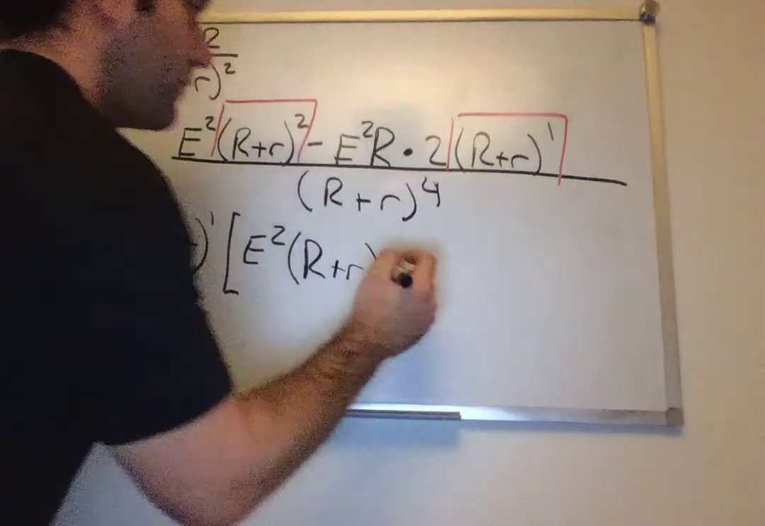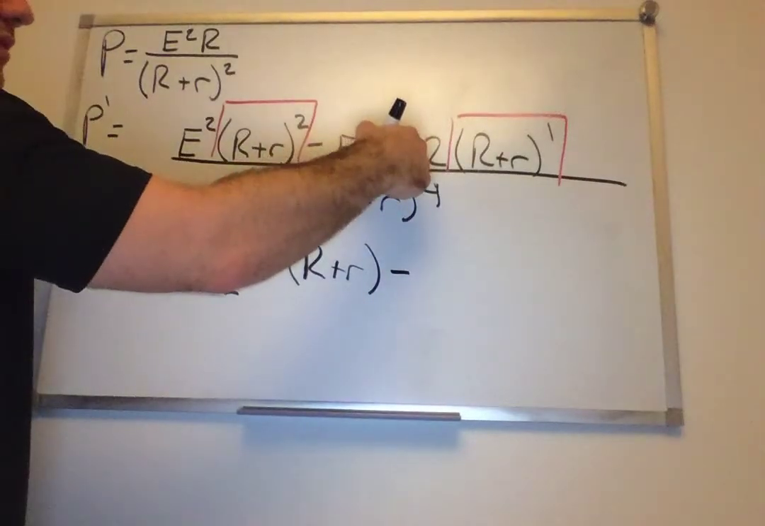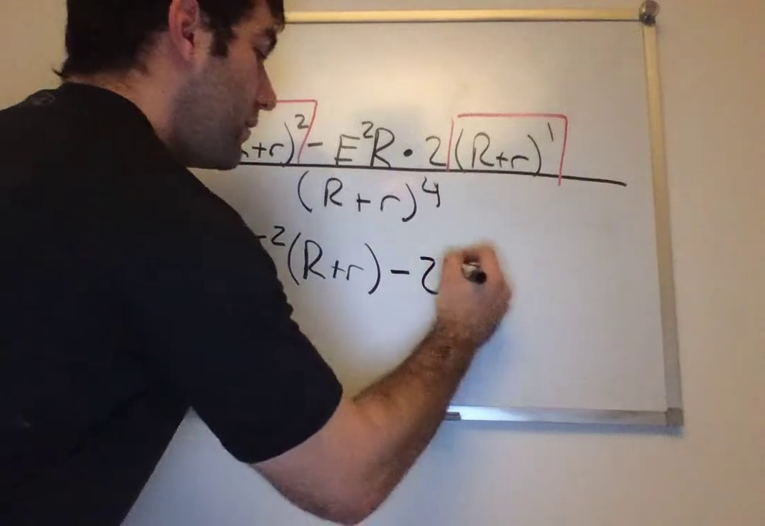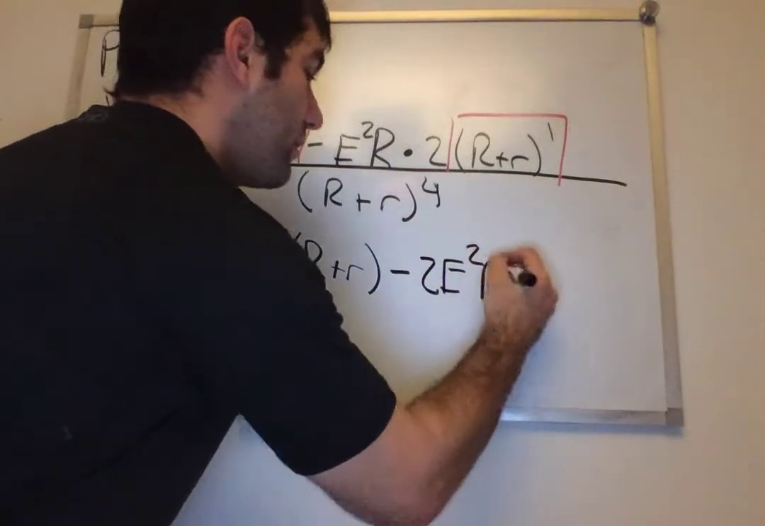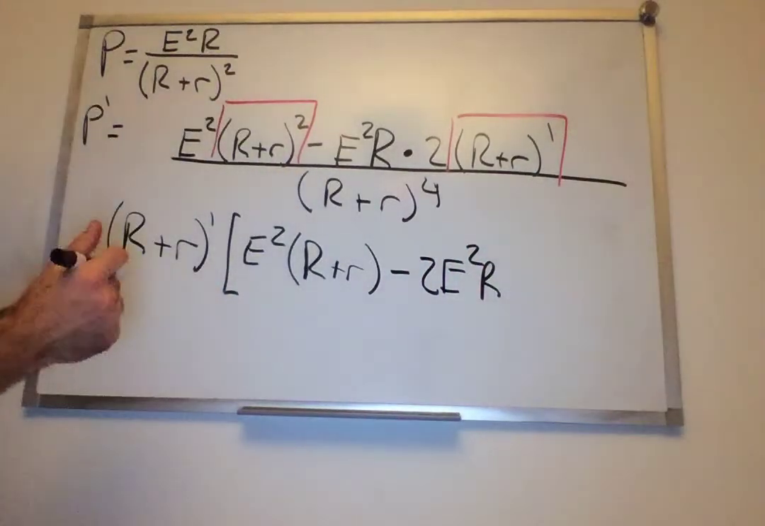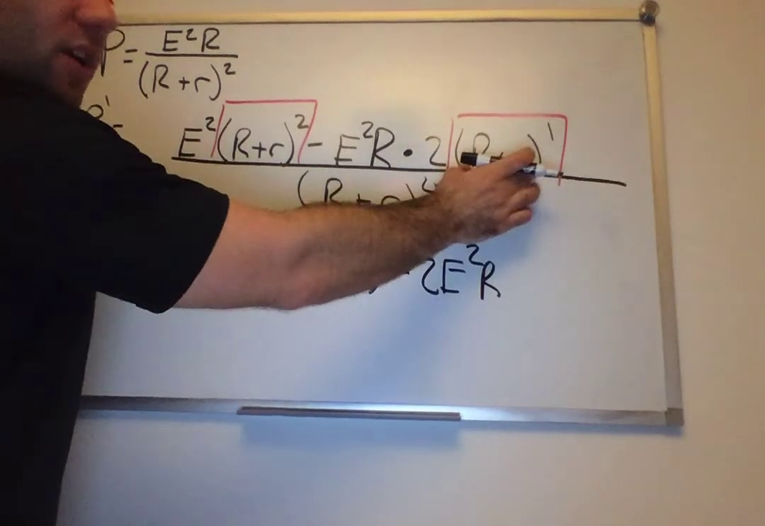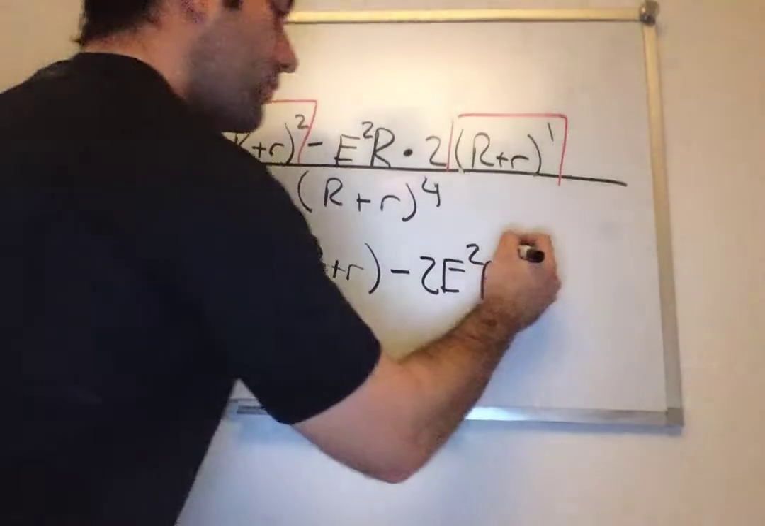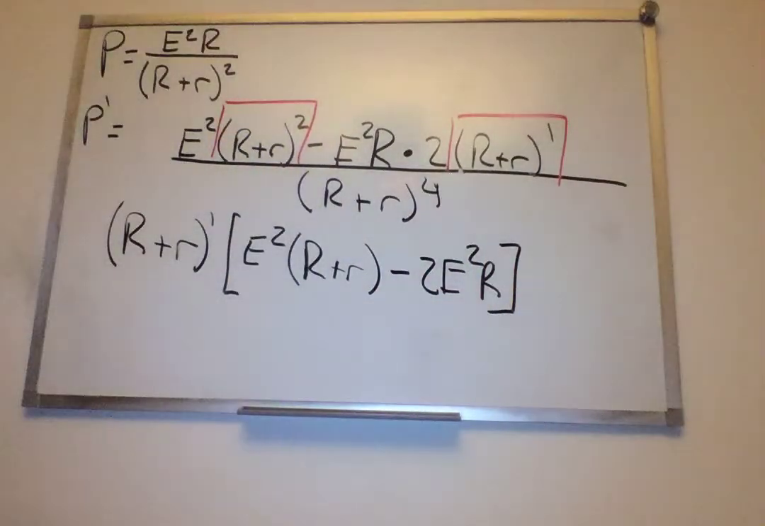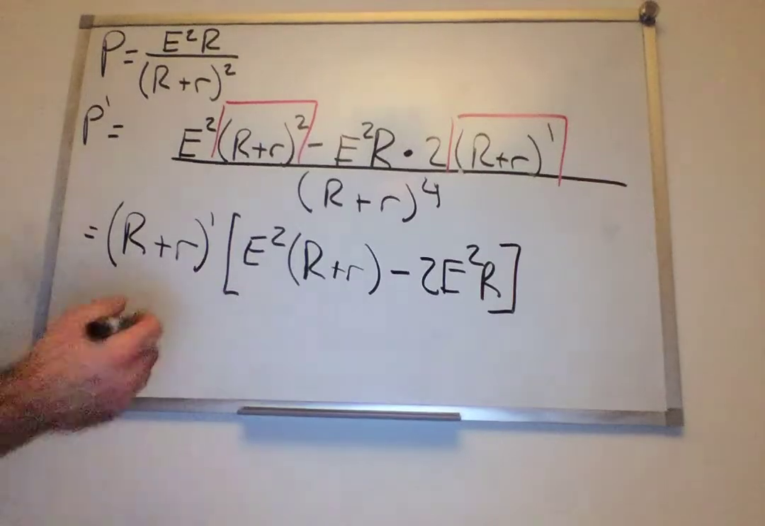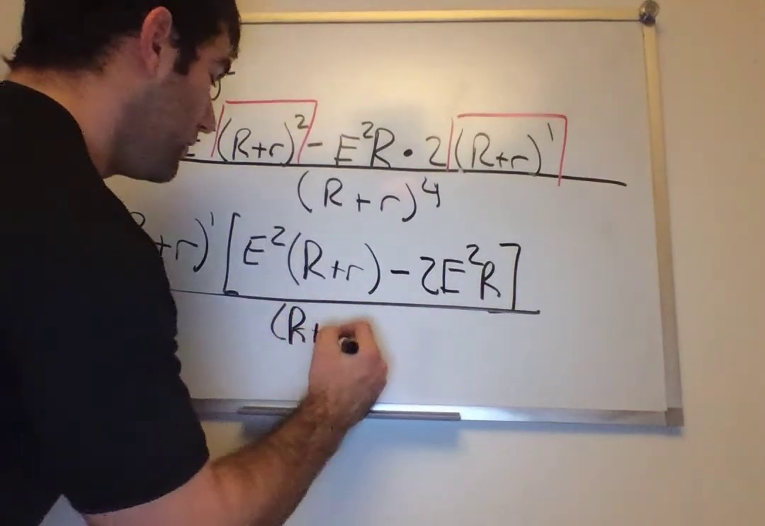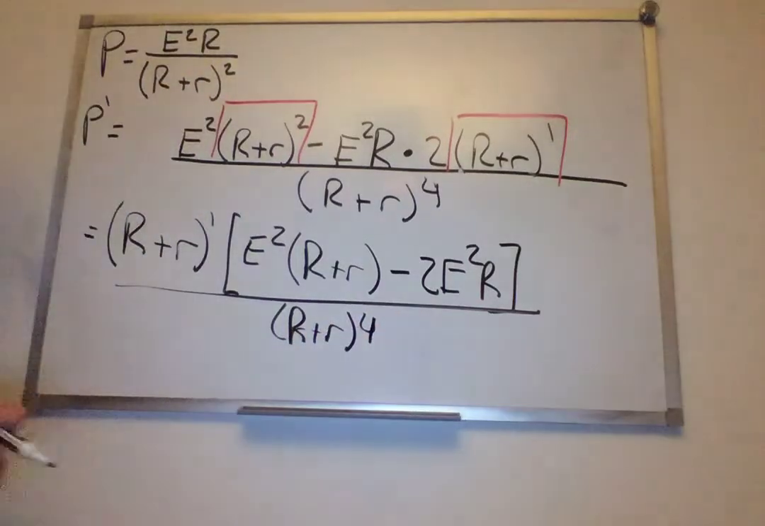Minus, there's a 2 here, so I'm going to put it out front. E squared big R. And then this big R plus little r, I factored out. Now, we do have the denominator here: big R plus little r to the 4th power.